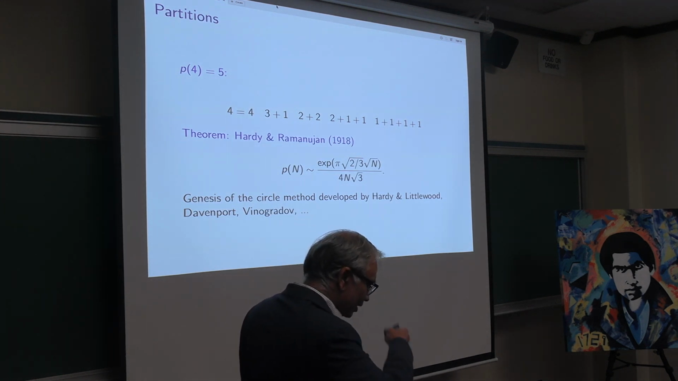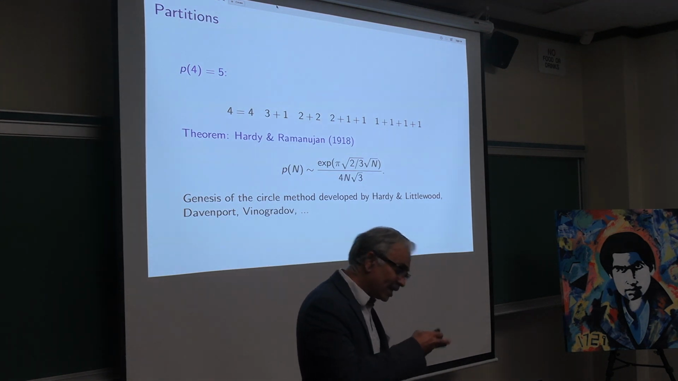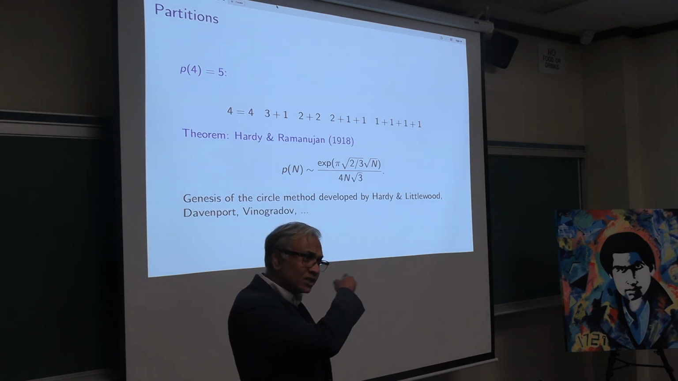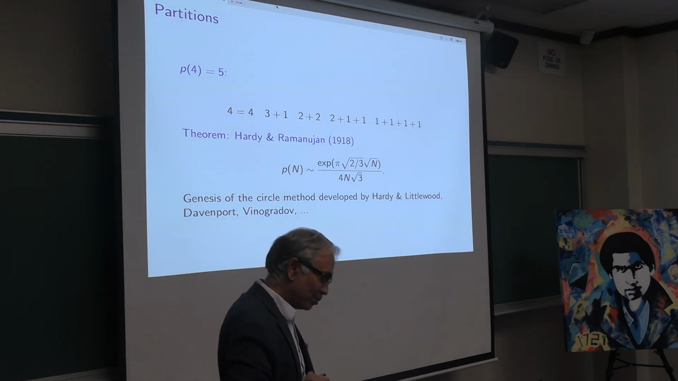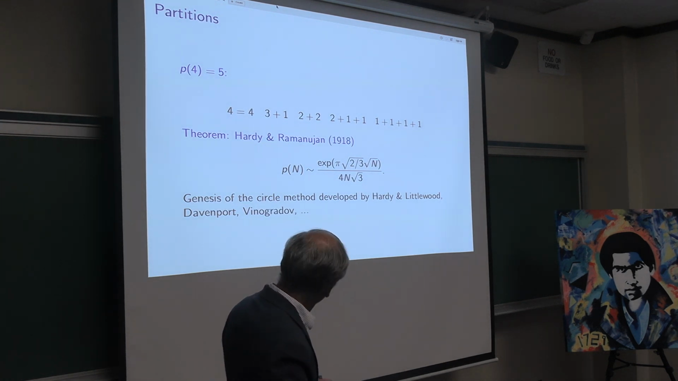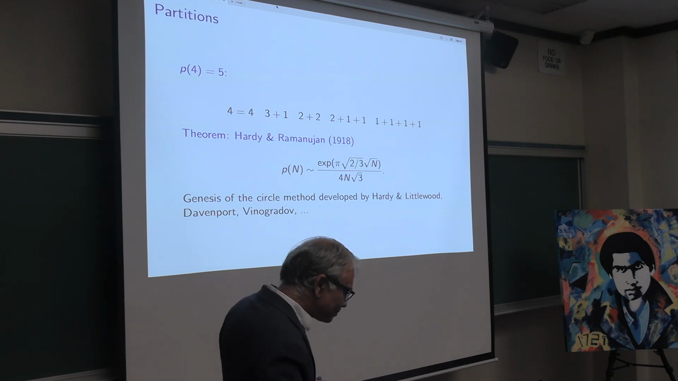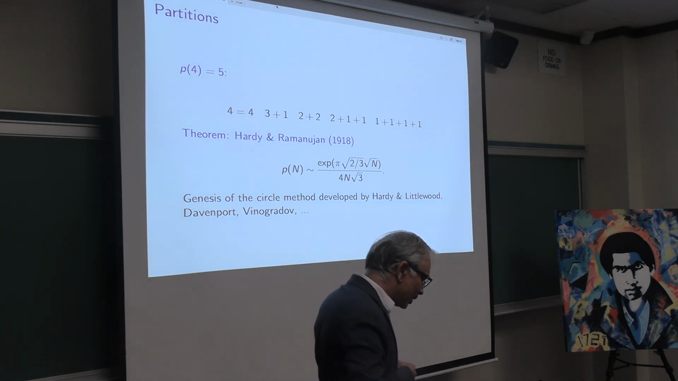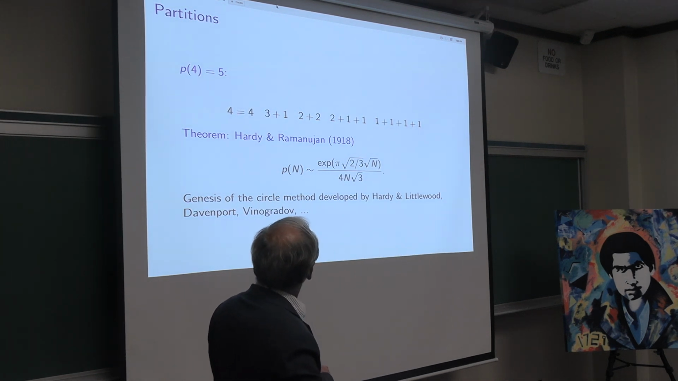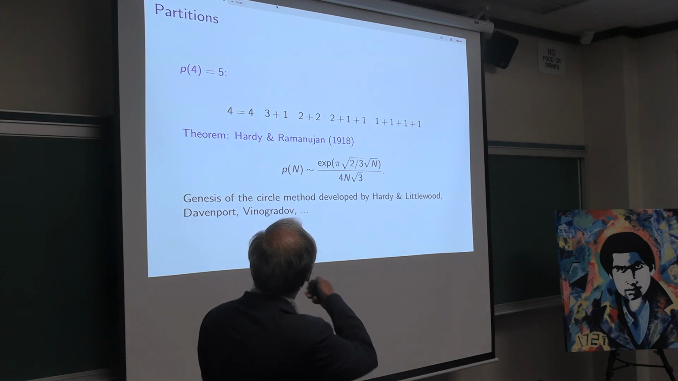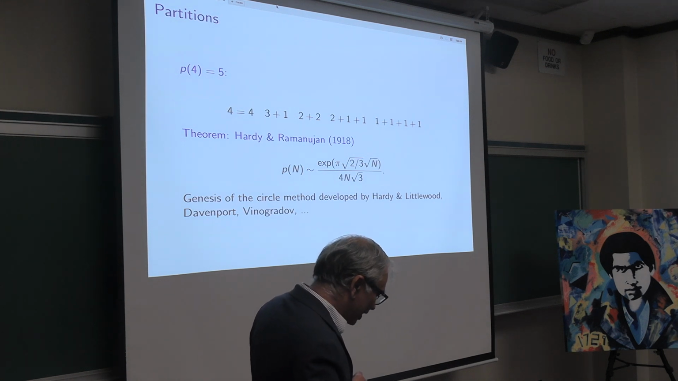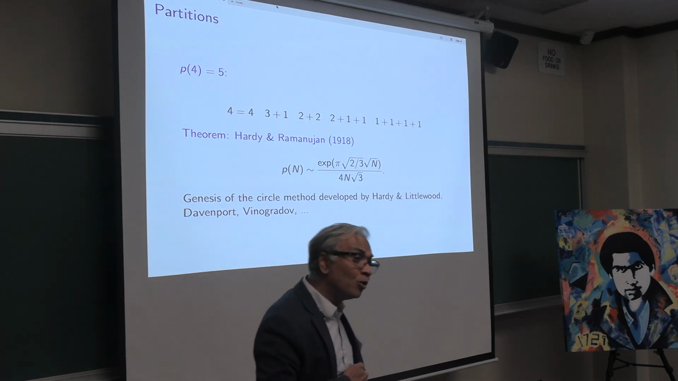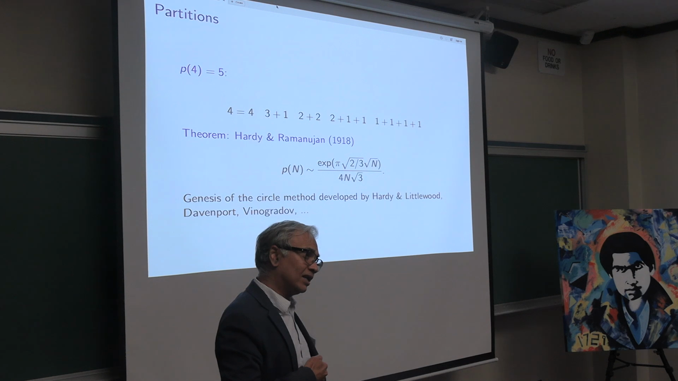So the partitions of a number are a way of writing it as a sum of smaller numbers. So for instance, if you take 4, there are 5 ways of writing 4 as a sum of smaller numbers. But if you take a large number n, the question was, how many ways of writing n as a sum of smaller things? And nobody had a good guess for how this function should grow as a function of n.